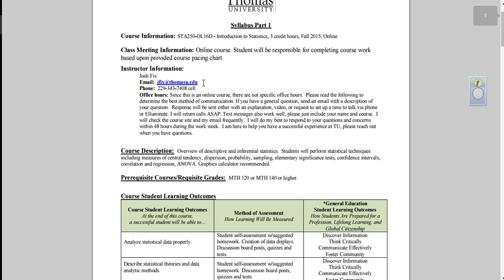Contacting me, Thomas University email, honestly, is probably the best. You're more than welcome to give me a call on my cell phone. There it is, since I don't have an office phone, you can call on there. I'll be completely honest, I may or may not answer. With giving out your cell phone, you never know who's calling.